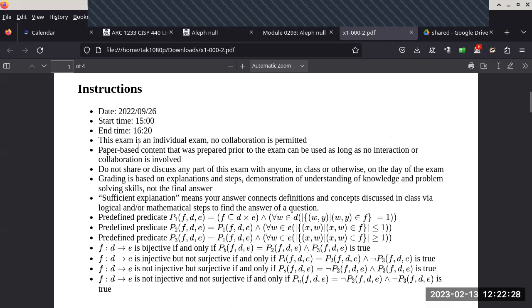All right, so the exam is individual, no collaboration is permitted. Paper-based content, so no iPad or phones and stuff like that, so no electronics. You can bring a calculator if you want to. In fact, you can bring the fanciest TI scientific graphing calculator. I don't think it's going to help, but if you want to bring one like that, it's all good with me.